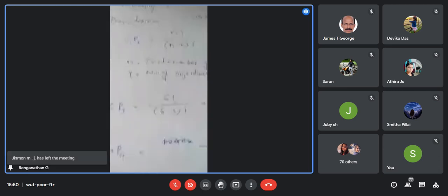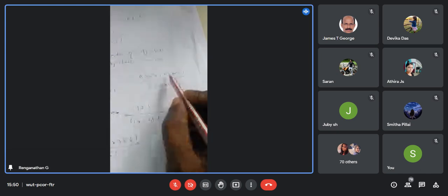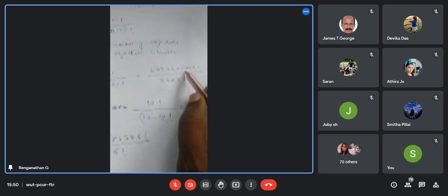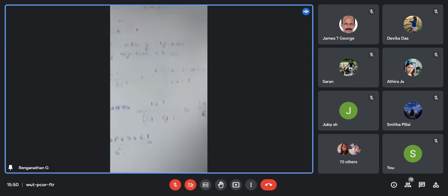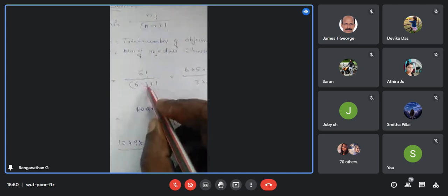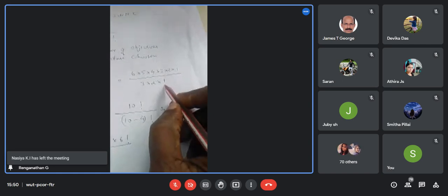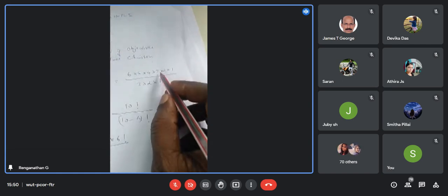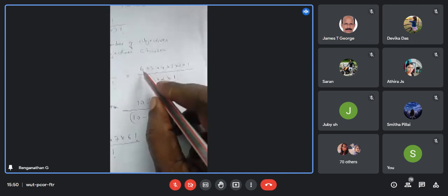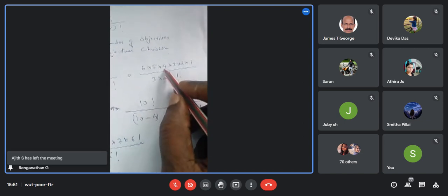Then 6 factorial means 6 into 5 into 4 into 3 into 2 into 1. That is the explanation of 6 factorial. I think you know this; otherwise, just ask me how to solve with factorial. Then (6 minus 3) factorial means 3 factorial, which is 3 into 2 into 1. We can strike off 3 into 2 into 1 in the numerator and denominator. After that, there will be 6 into 5 into 4. Then multiply 6 into 5 into 4. That is the answer.